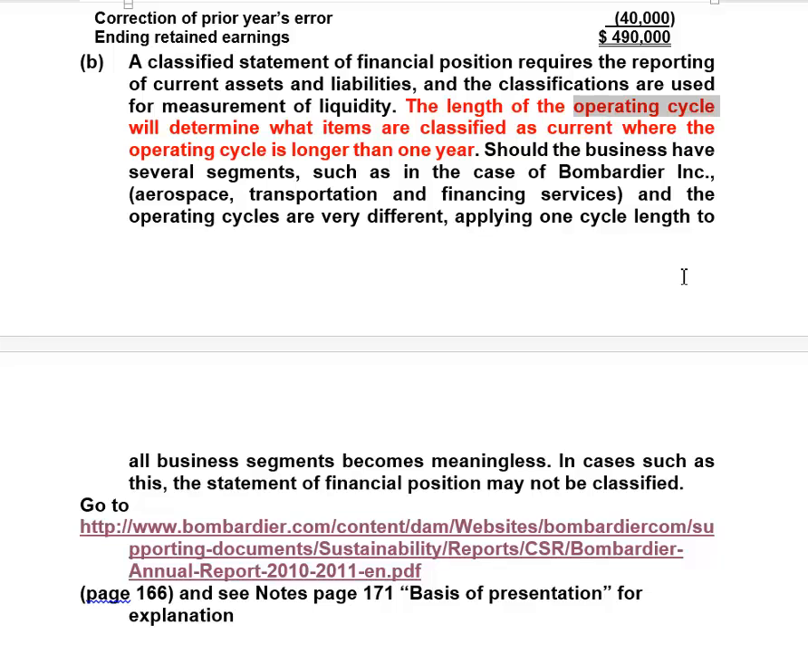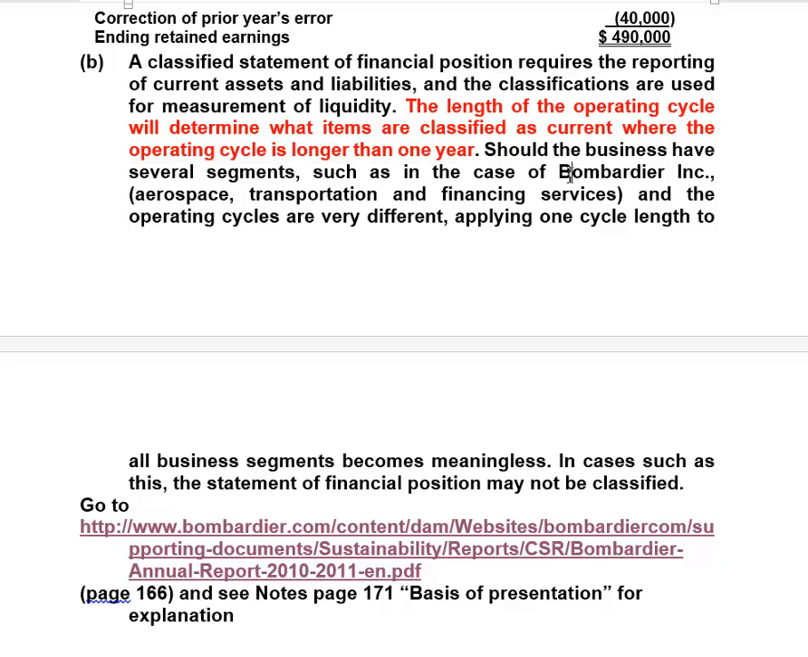If that operating cycle is different for different segments of the business, then it prepares an unclassified balance sheet or statement of financial position. So, the length of the operating cycle determines which assets are current and which are non-current. Okay? So, if the operating cycle determines which items are current and non-current, whether it's assets or liabilities, if the operating cycle is longer than a year, then that's going to be the length of the operating cycle.